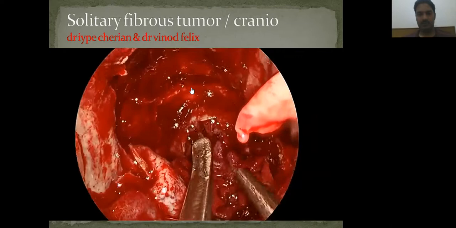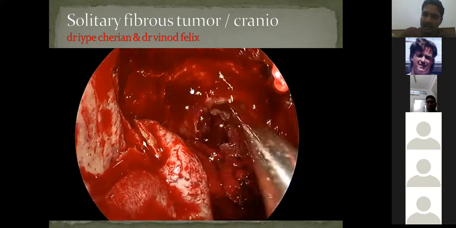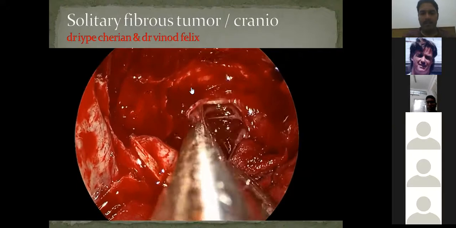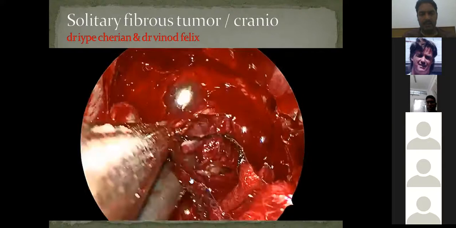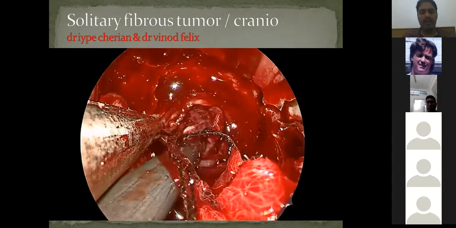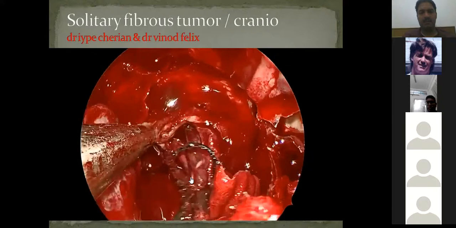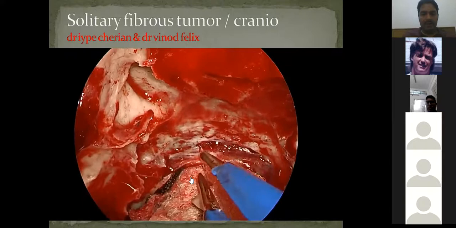And that's the extracapsular dissection. We are going around the tumor capsule. You're already seeing the diaphragm there. And the tumor is now being delivered. And that's the superior intercavernous sinus region.